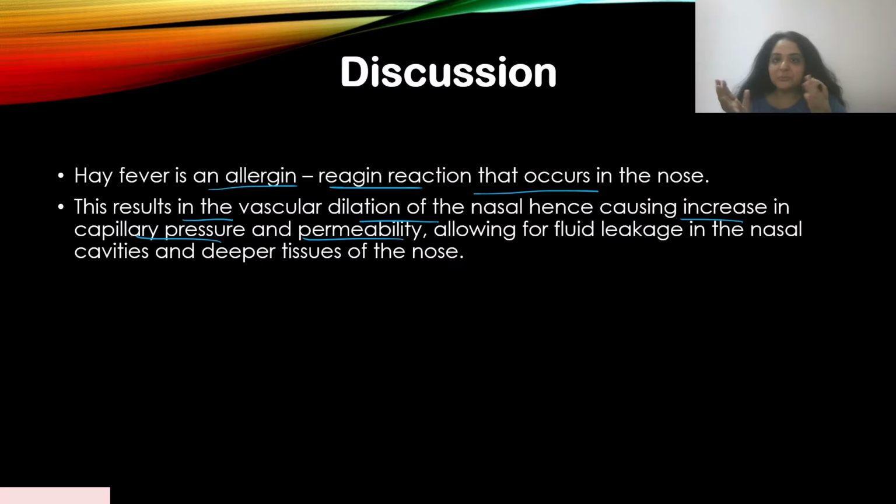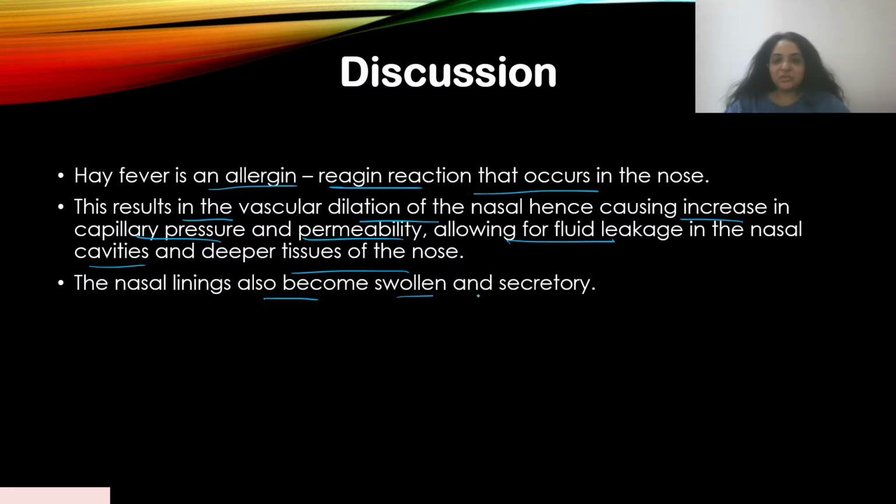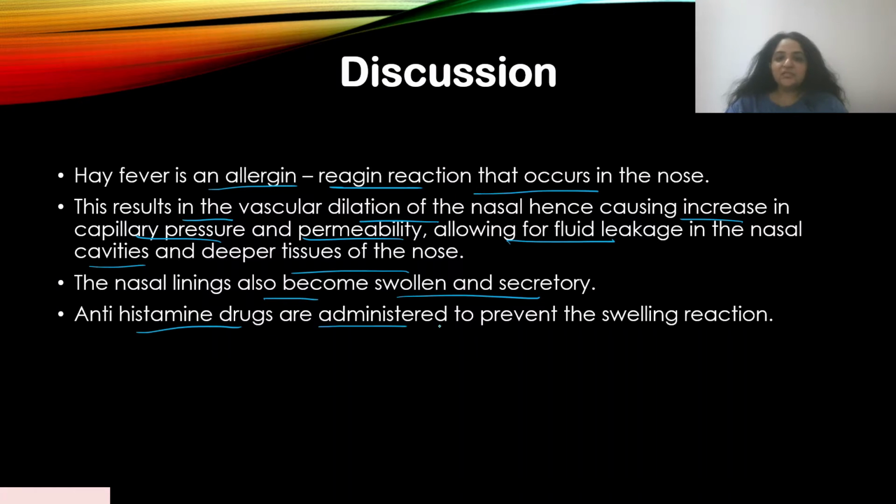So what happens when it becomes permeable? Fluids begin to leak out. Okay, allowing for fluid leakage in the nasal cavities and deeper tissues of the nose. So the nasal linings also become swollen and secretory. Now antihistamine drugs are administered to prevent the swelling reaction.